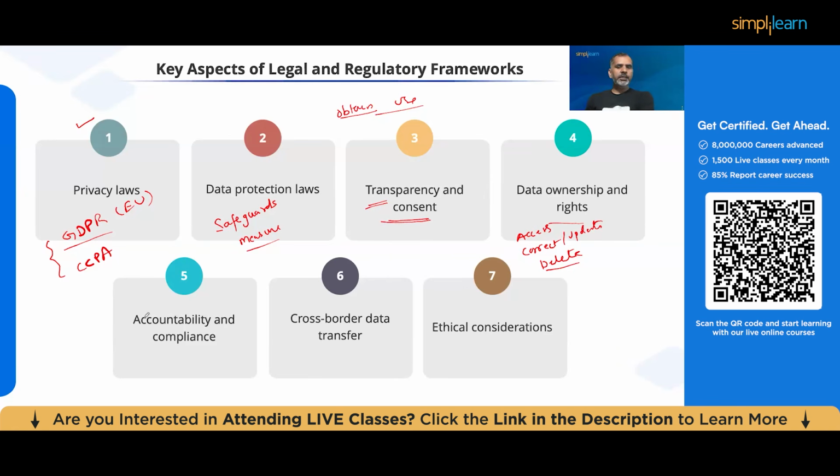Finally, accountability and compliances. This is a legal framework that measures the accountability and the compliances required to implement all data practices and procedures within the organization. So that is related to your accountability. And finally, we talk about cross-border data transfer. And this is where we talk about the sharing of data.